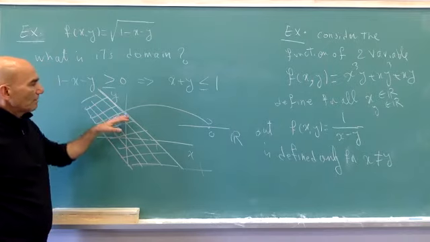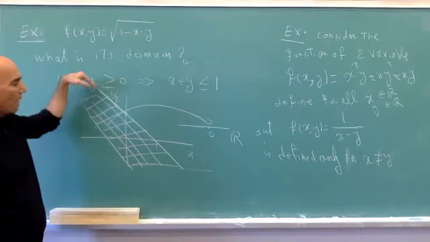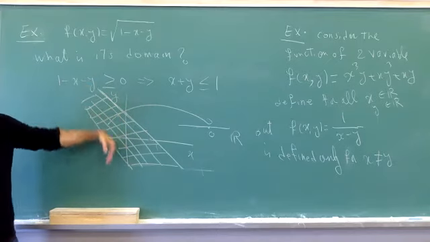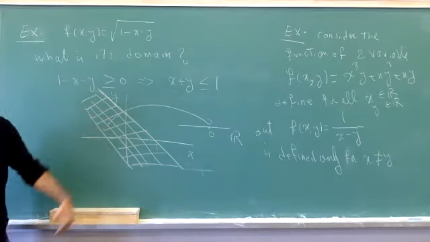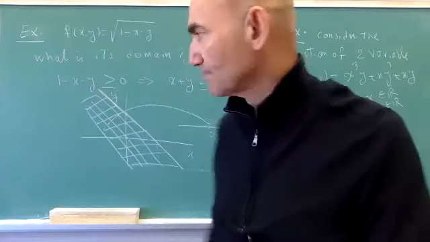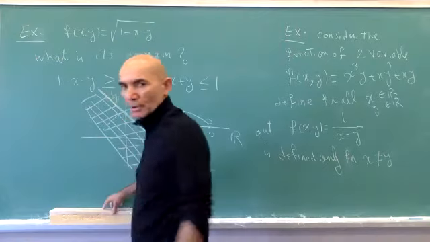So you have a fairly good idea of the nature of this map. On these lines that are parallel to this line x plus y equal to 1, this thing is constant. So there are some nice features of this map. Any question about this?